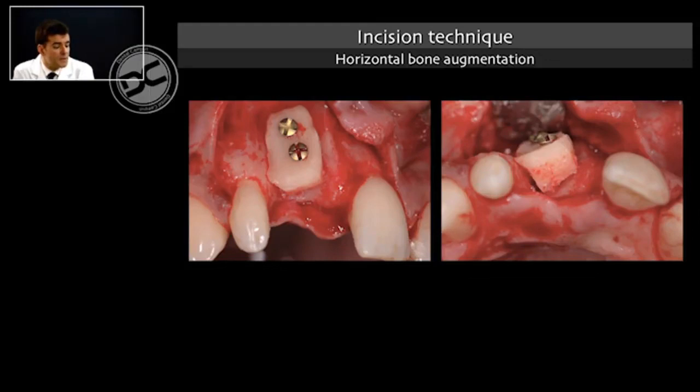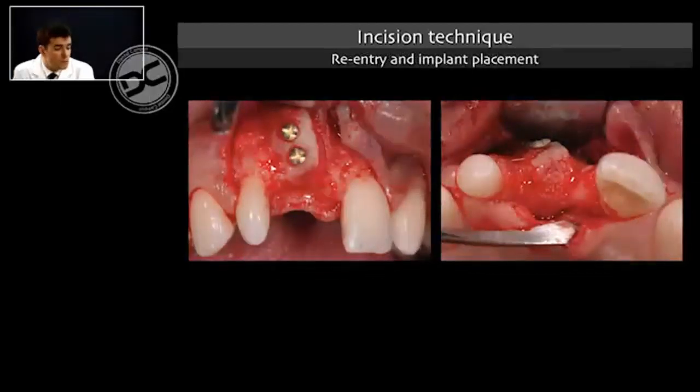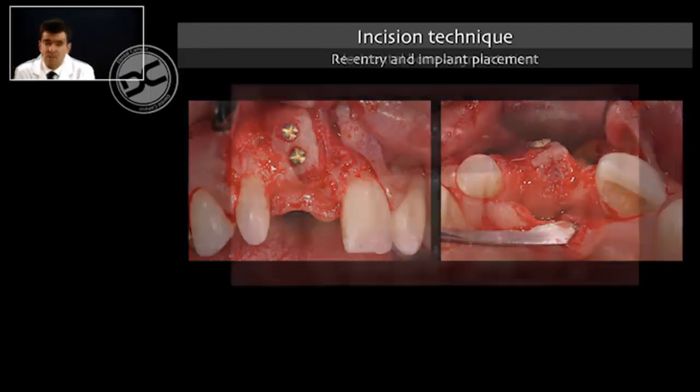We see the vertical release incision on the distal position on tooth 1-2. Again, re-entry after approximately 4 to 5 months when using autogenous bone block, and in this case, in order to be able to remove the stabilization pins, it's generally necessary again to perform a vertical release incision.